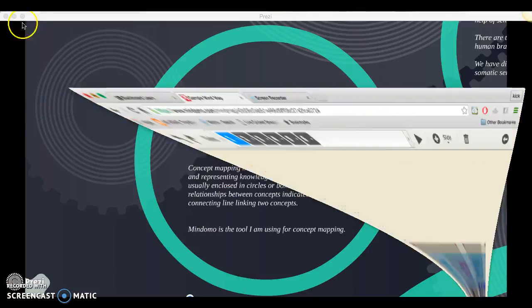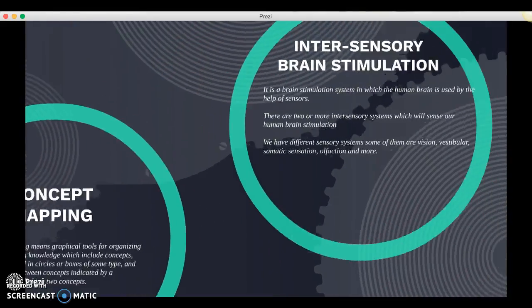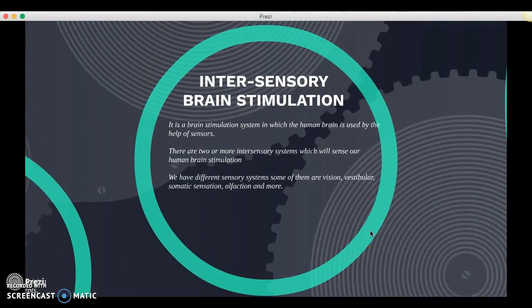And now I am going to the presentation. So coming to part 2, here is the intersensory brain stimulation. It is a brain stimulation system in which the human brain is used with the help of sensors. There are 2 or more intersensory systems which will sense our human brain stimulation.